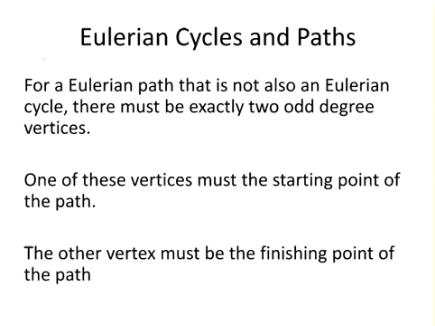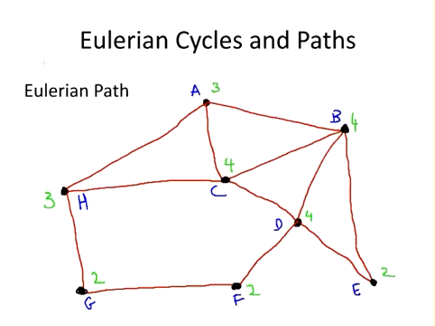For an Eulerian path that is not also an Eulerian cycle, there must be exactly 2 odd degree vertices. One of these must be the starting point of the path, the other must be the finishing point. So here we have another graph, and I've put in the degree of each vertex beside it in green, and we see that the degree of A is 3 and the degree of H is also 3. So these must be our starting points for our path. So let's begin and come up with an Eulerian path.